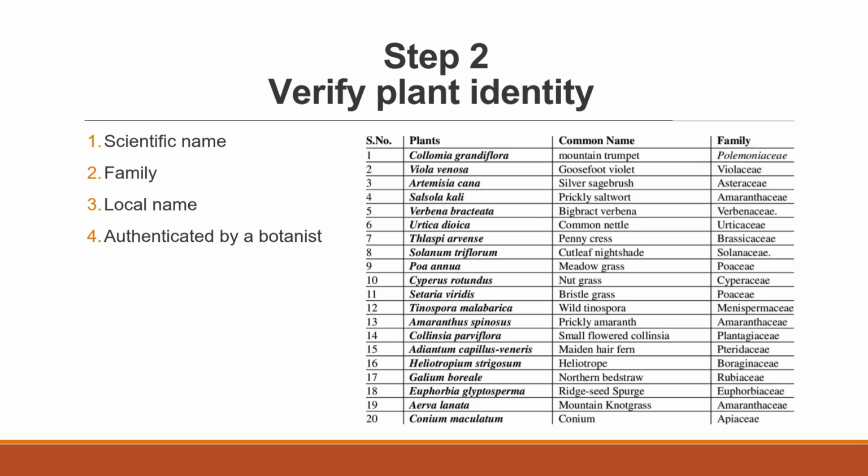An authentication certificate from a recognized institution is also very important for your future reference. Whenever you make your thesis, you will need that. Modern methods like DNA barcoding can also be used for molecular-level identification of plants. Remember, before studying phytochemicals or pharmacological activity, always confirm that you are working with the correct plant. Correct plant identification is the foundation of reliable and reproducible research.